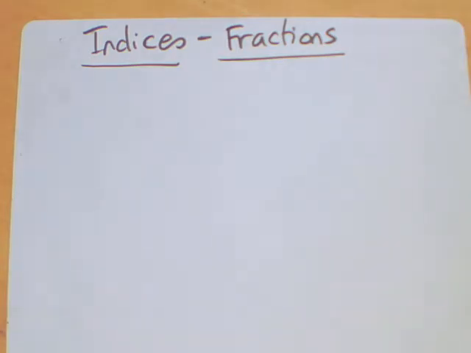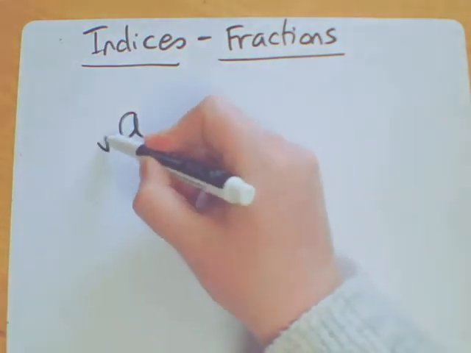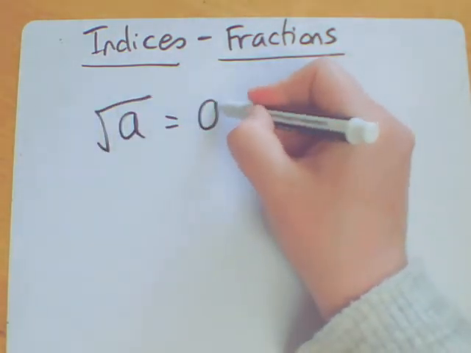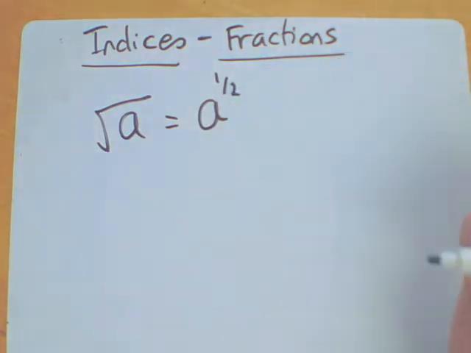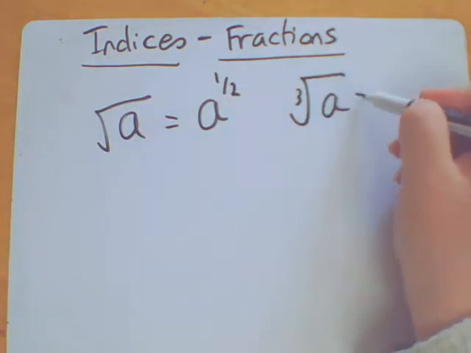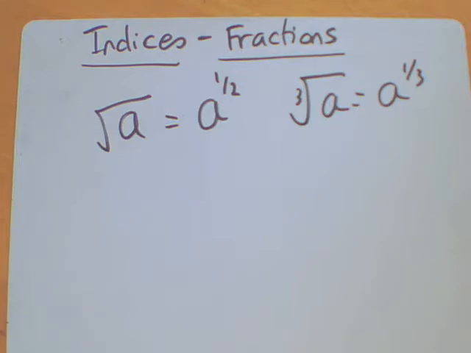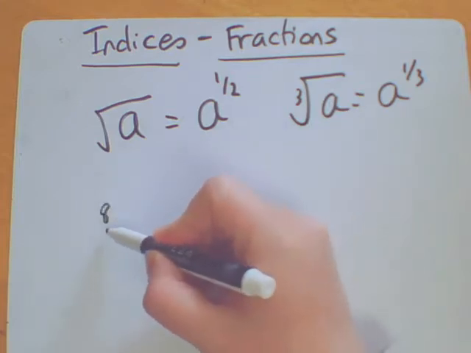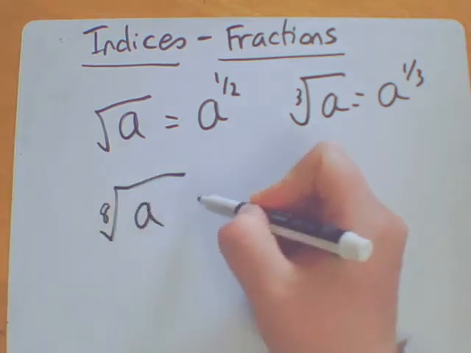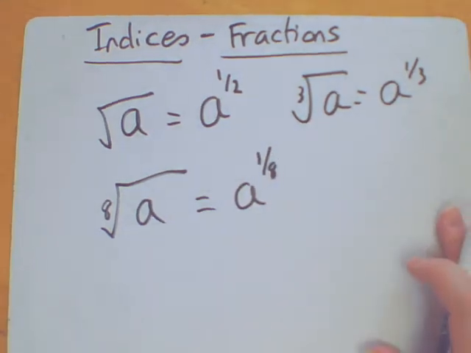So there's two that you need to be aware of straight away. If I have the square root of a, that is a to the power of a half. If I was to have the cube root of a, that would be a to the power of a third. Two really useful ones. So if I was to have the eighth root of a, that would be to the power of 1 over 8.